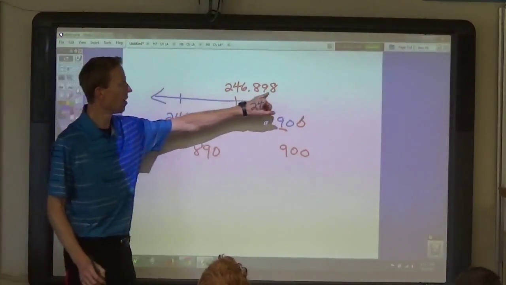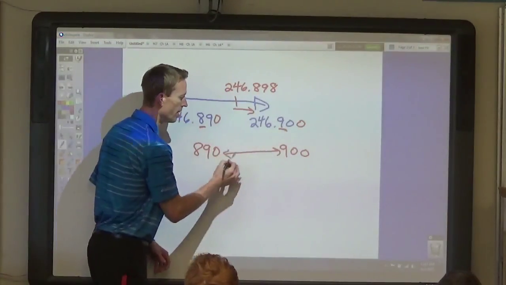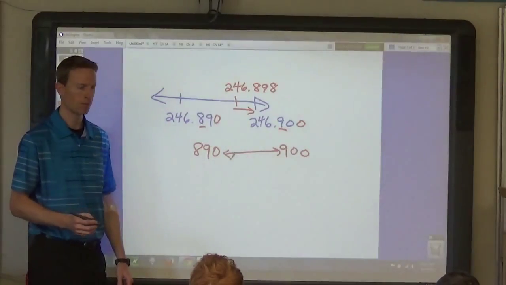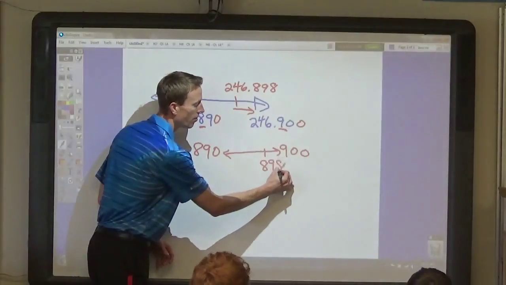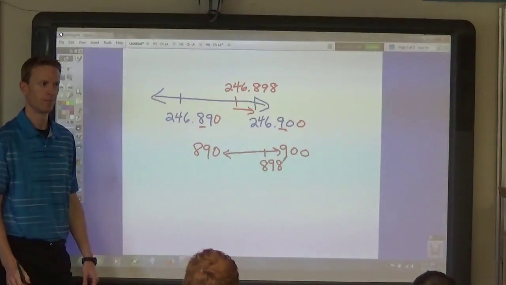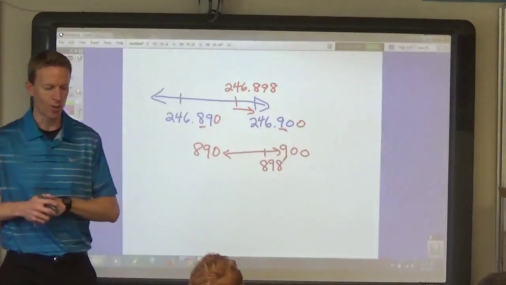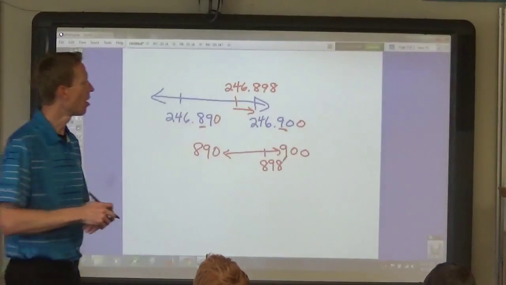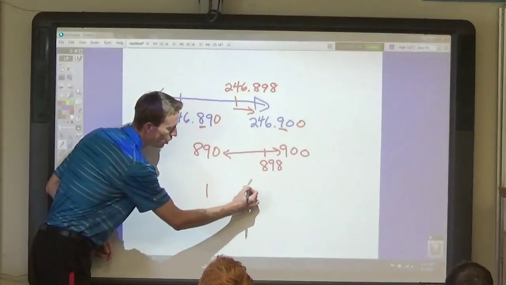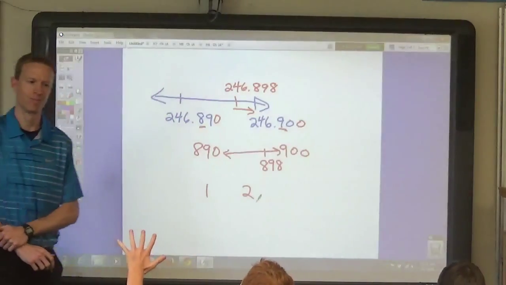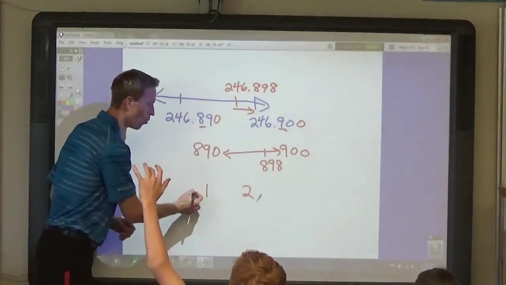Would 898 go between this number? Yeah, it would be close to 800, or it'd be close to 900, wouldn't it? Yes. Yep. So, how many numbers, here's a trick question for you. How many numbers are there between 1 and 2? How many numbers are there between the numbers 1 and 2?